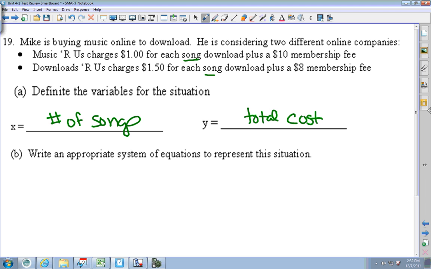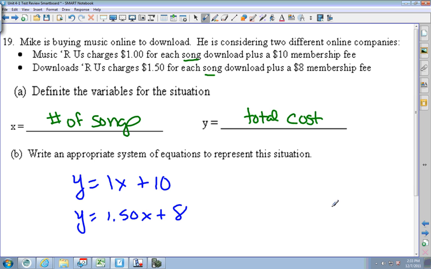Write an appropriate system. Okay, well, y equals, let's start for Music R Us. $1 for each song plus a $10 membership fee. The second one, y equals $1.50 for each song plus an $8 membership. Then you can put this in the calculator and find out how many songs you could get where it would cost the same for both companies.